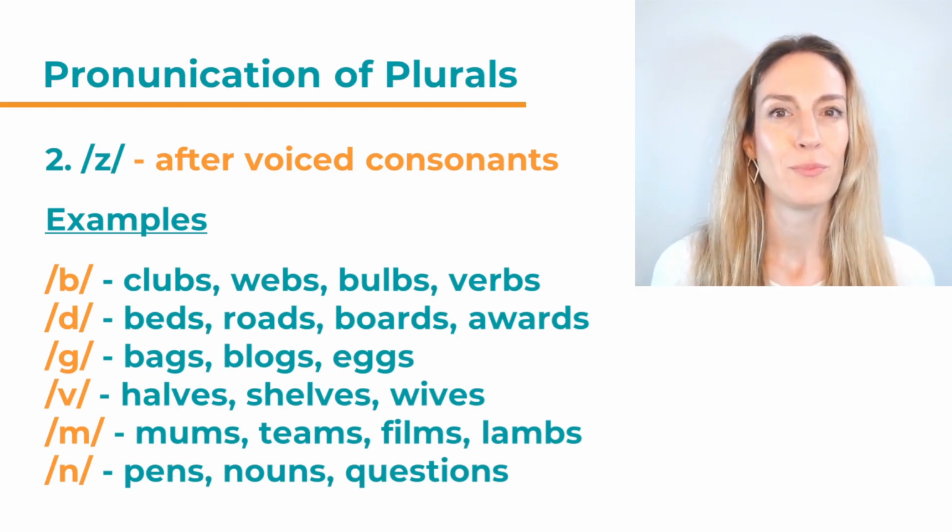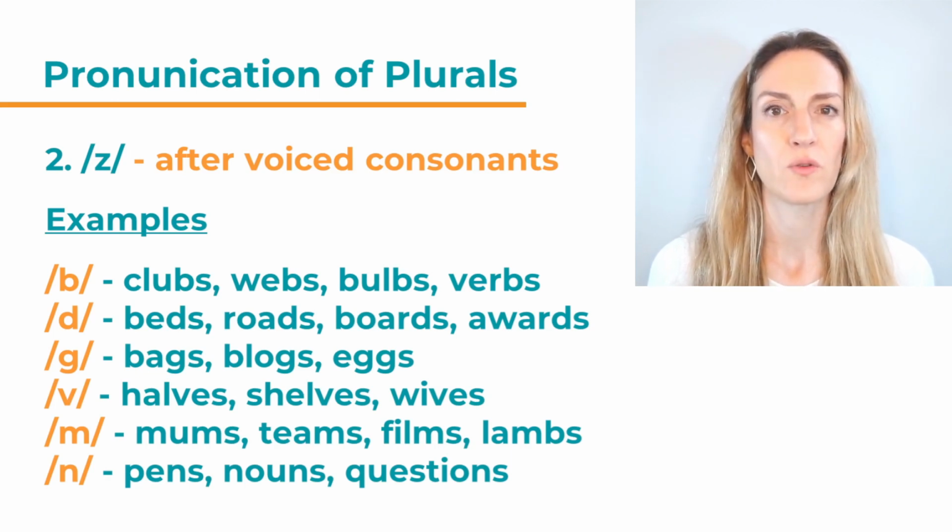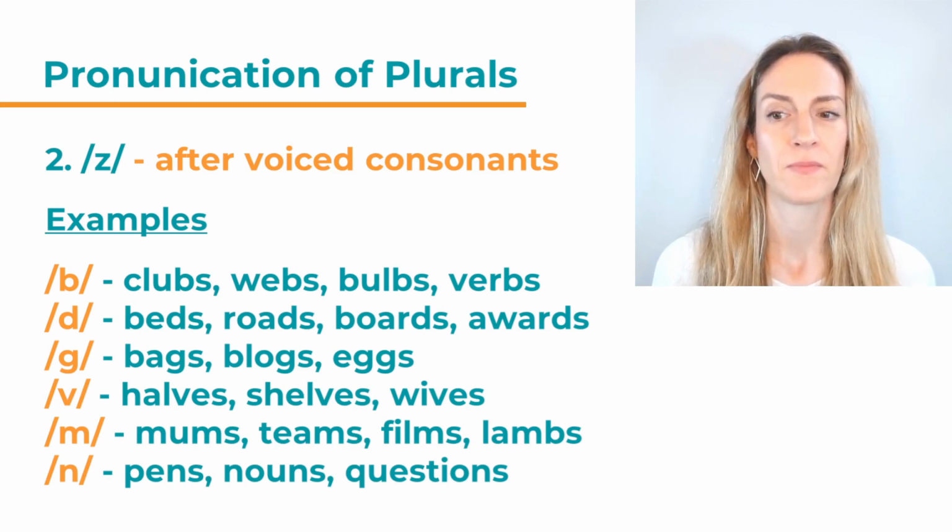First of all, B: clubs, webs, bulbs, verbs. Second line, D: beds, roads, boards, awards. G: bags, blogs, eggs.